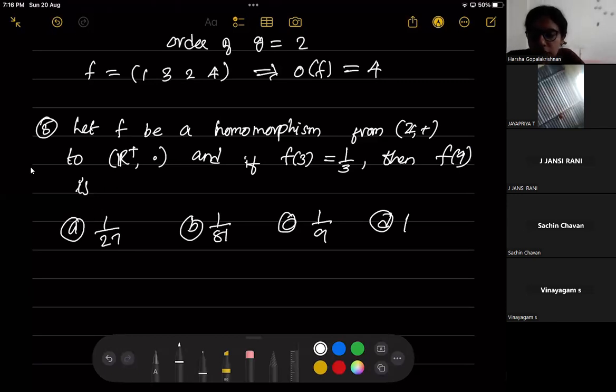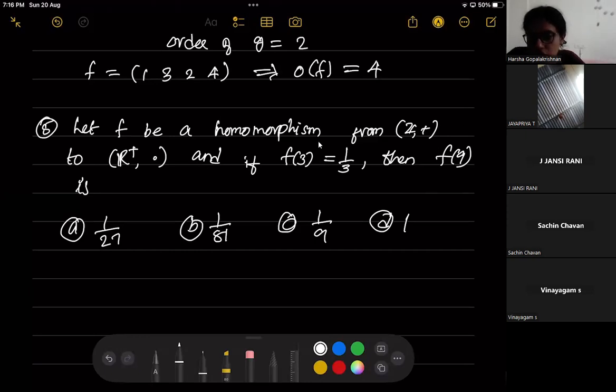So the question is, given that F is a homomorphism from Z plus to R plus dot. So here we should note the operations here. In the Z, it is the operation addition, and in R plus it is the operation multiplication. And given the value of F at 3 as 1 by 3, the question is to find the value of F at 9.